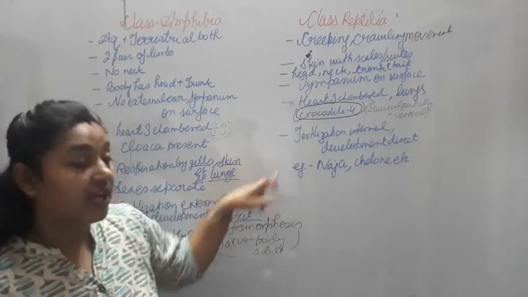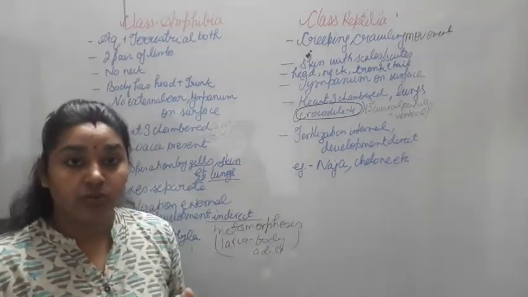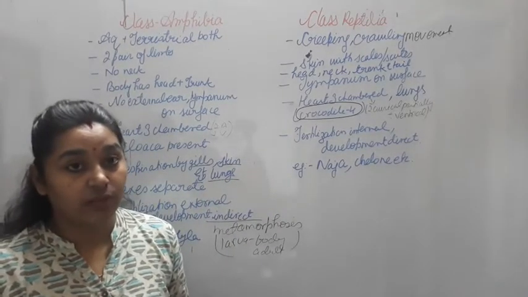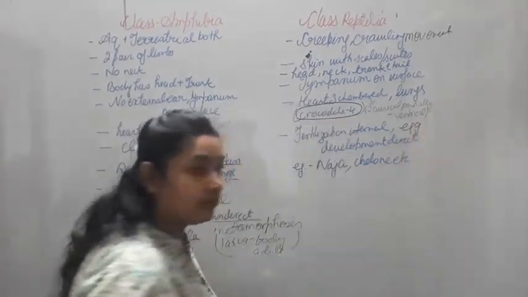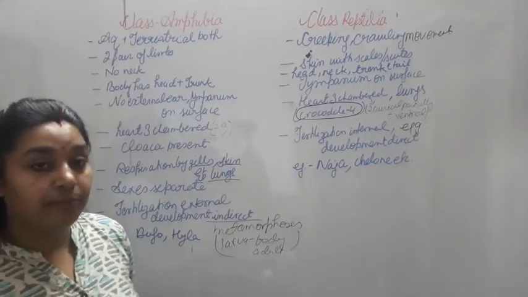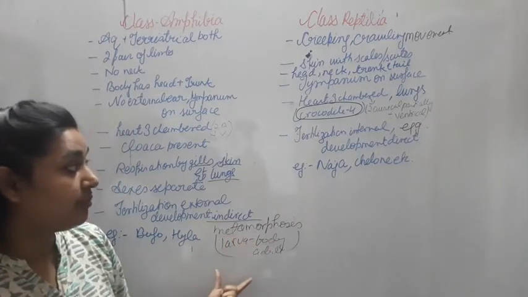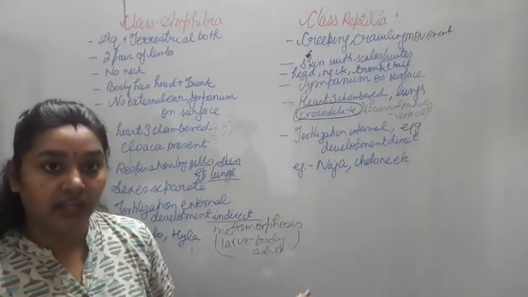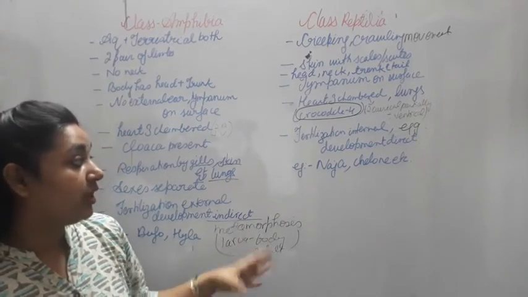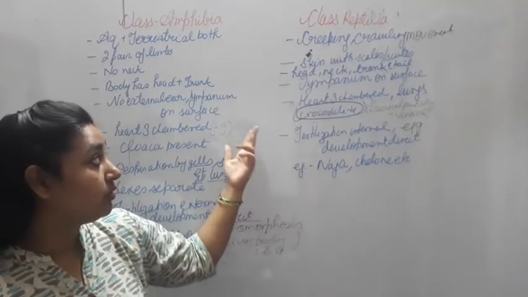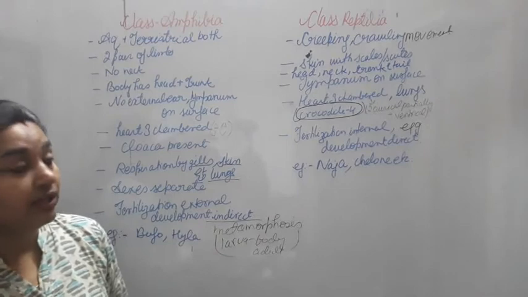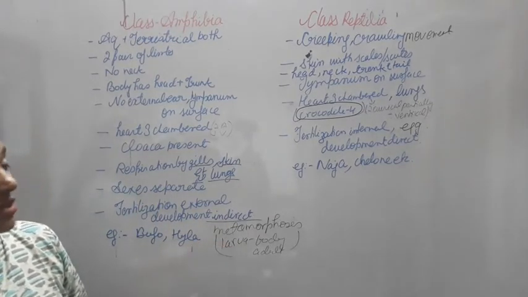Next, their fertilization is internal. So fertilization happens inside the body, as they lay eggs. Their development is direct, meaning there is no metamorphosis. Their body directly lays the egg. So they are also called oviparous. For example, Naja, for example, Calotes. So these are the examples of Reptilia. You can have a look at it and you can understand it in a better way.